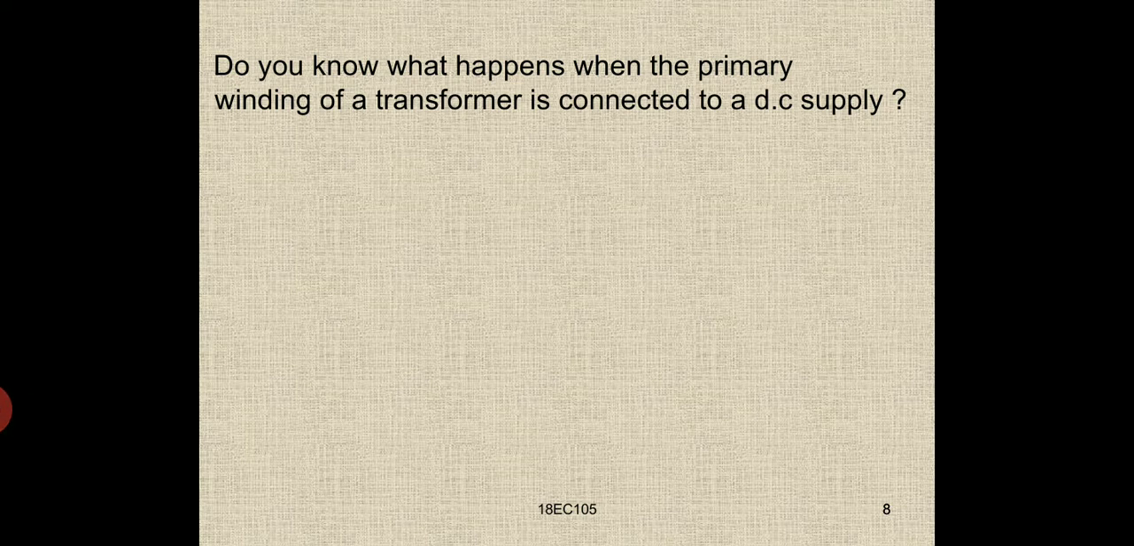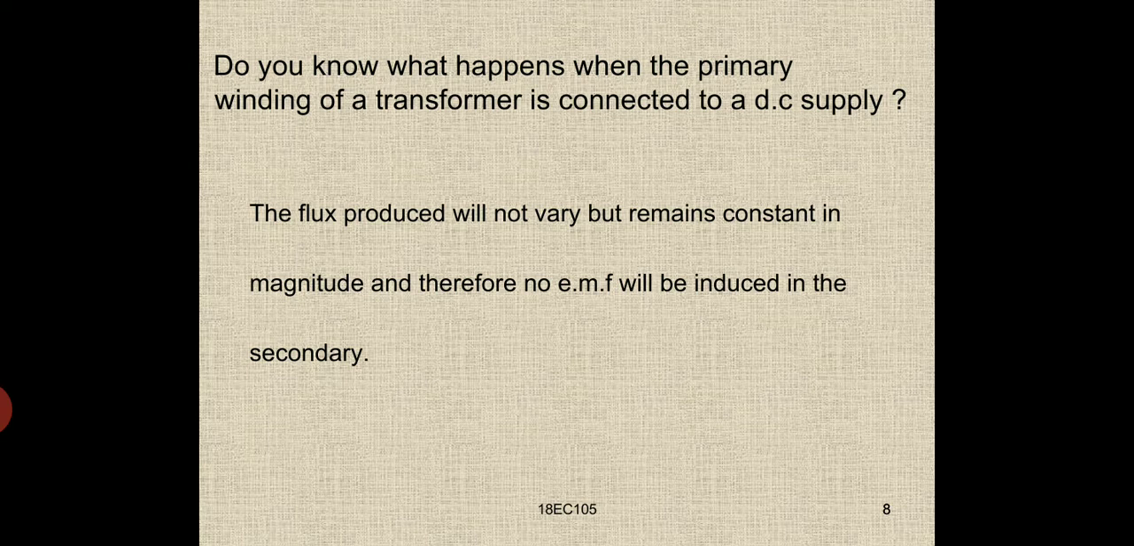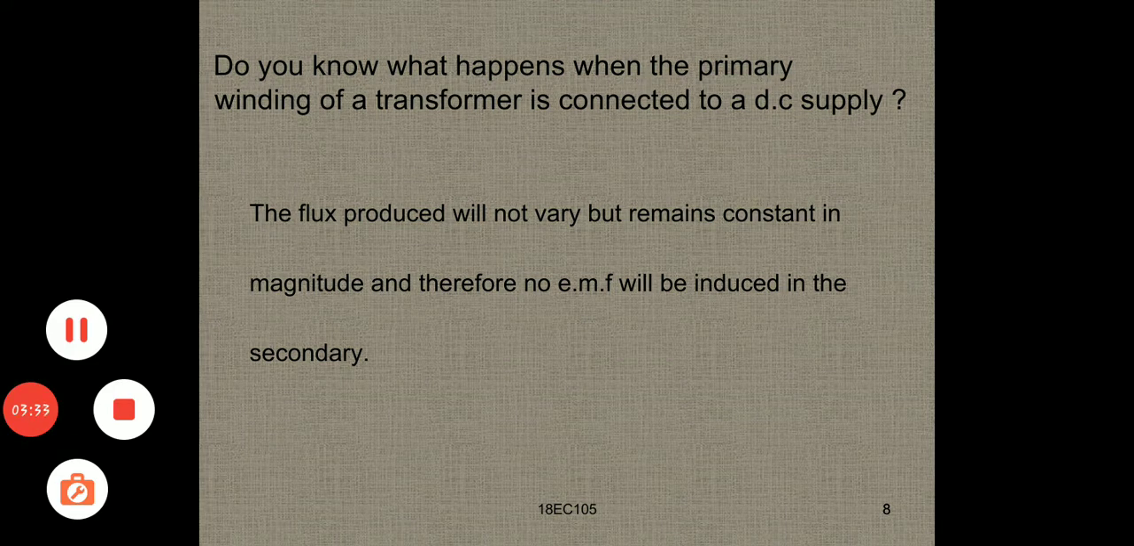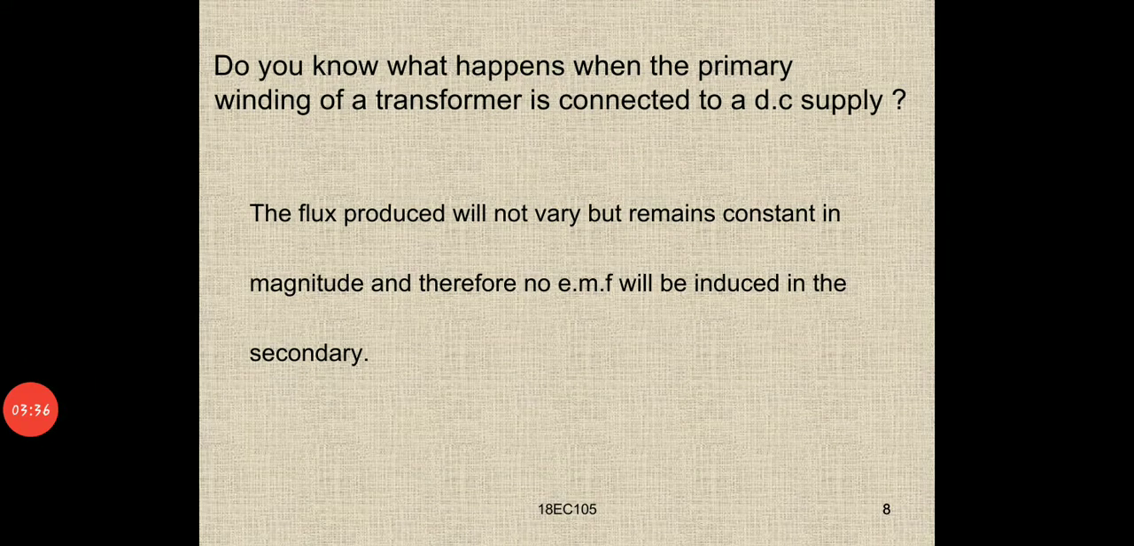Do you know what happens when the primary winding of a transformer is connected to a DC supply? There is no changing flux. It should not work. Let us see what happens. Discuss and see what is going to happen. The flux produced will not vary but remains constant in magnitude, and therefore no EMF will be induced in the secondary. But the core will get saturated because of the constant DC voltage applied to that. So no EMF will be induced in the secondary coil or winding of the transformer.